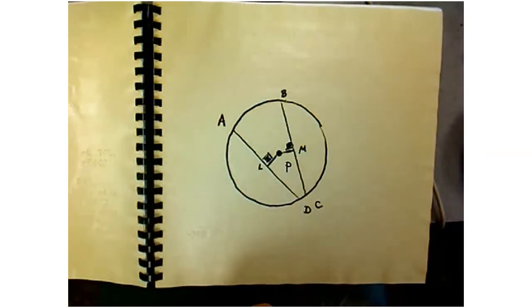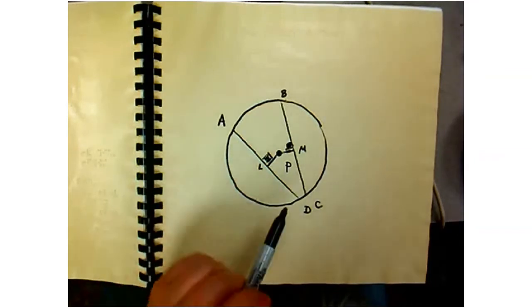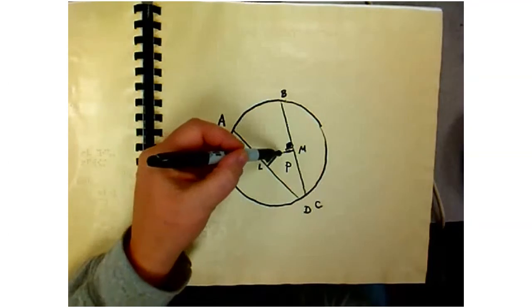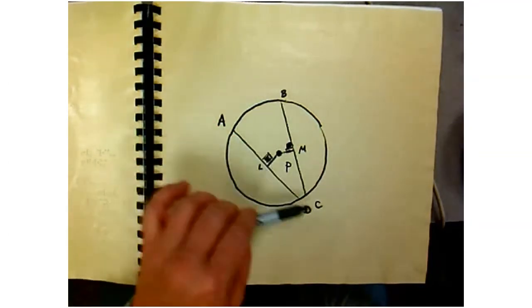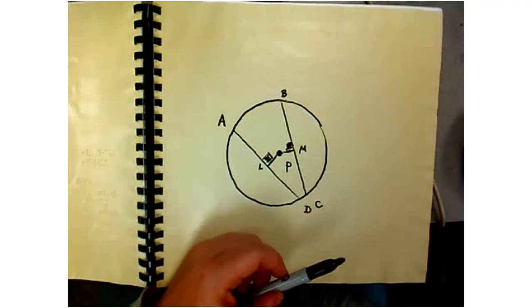So we always want to just put that to memory. It's a really cool thing. Right? Because they're equidistant from the center. They're the exact same distance from the center. And so in order to do that, they have to be congruent.